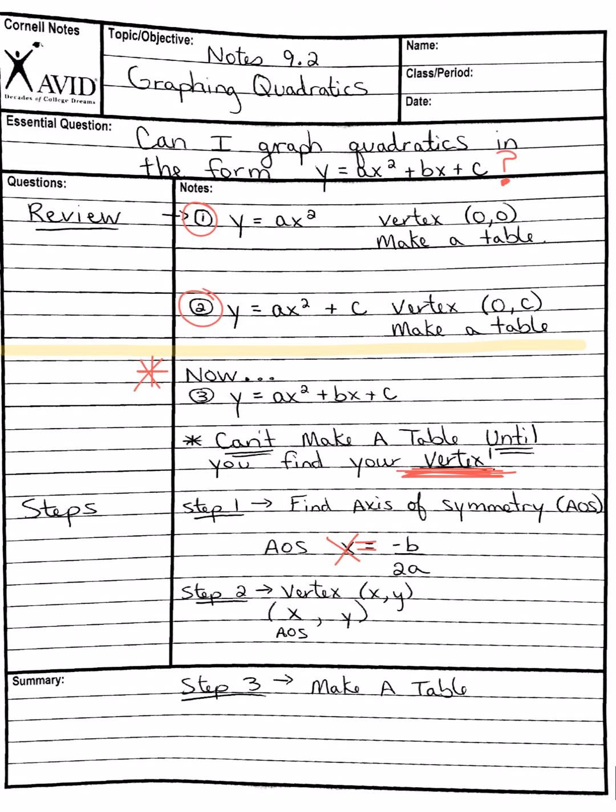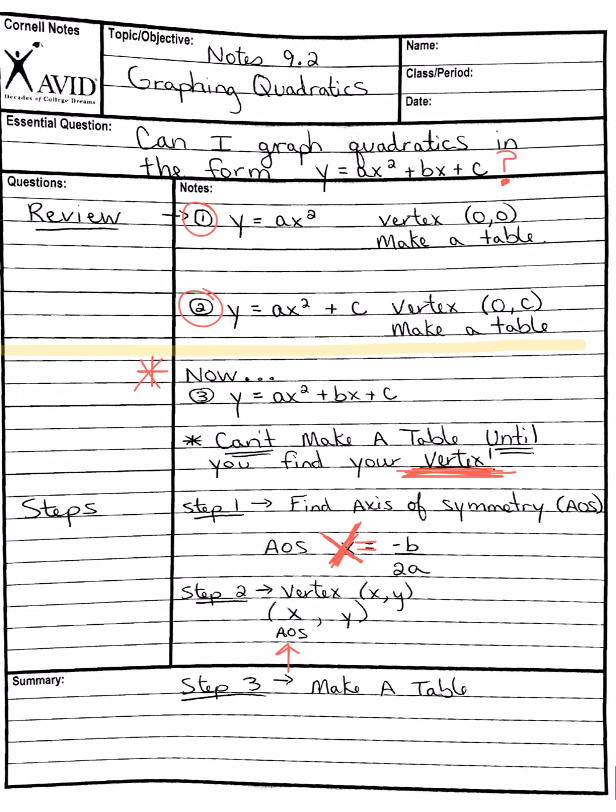Step 2 is our axis of symmetry, because it says x equals, that's actually your x value in your vertex. So step 2 is to find our vertex. And how do you find your y value? Well, we're going to substitute it in. Please know, I'm going to do 2 examples, so don't fret. Step 3 then is make the table.